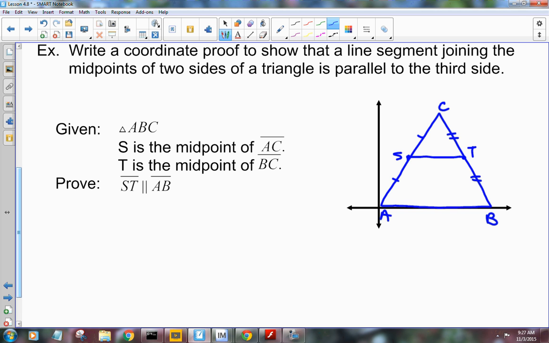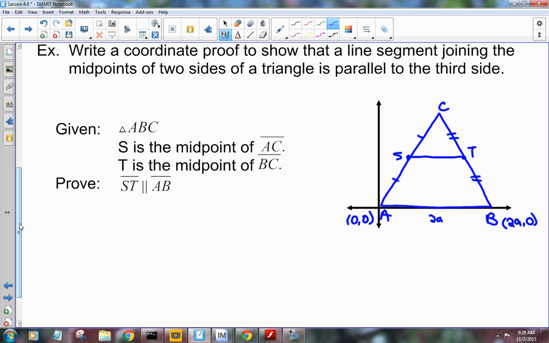Now, in order to do that, I need coordinates, right? For each one of my vertices. A is at the origin, so I'm going to let it be 0, 0. Now, I'm going to pick some coordinates, and you think, why are you doing that? But you will see why in just a moment, okay? For B, I'm going to let this length here be 2a units long. So this right here is 2a comma 0.